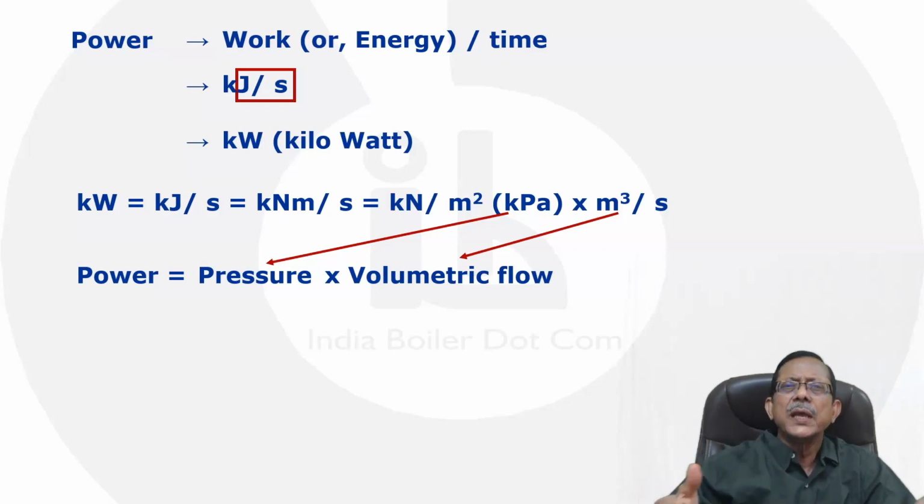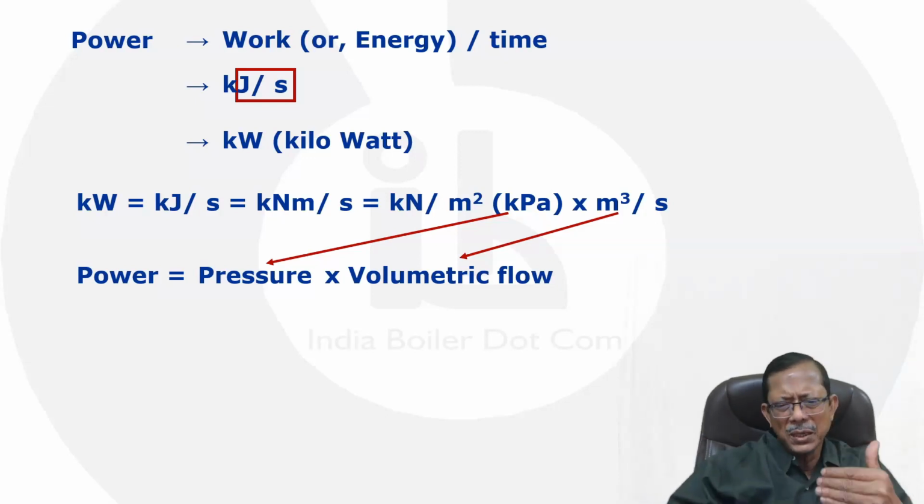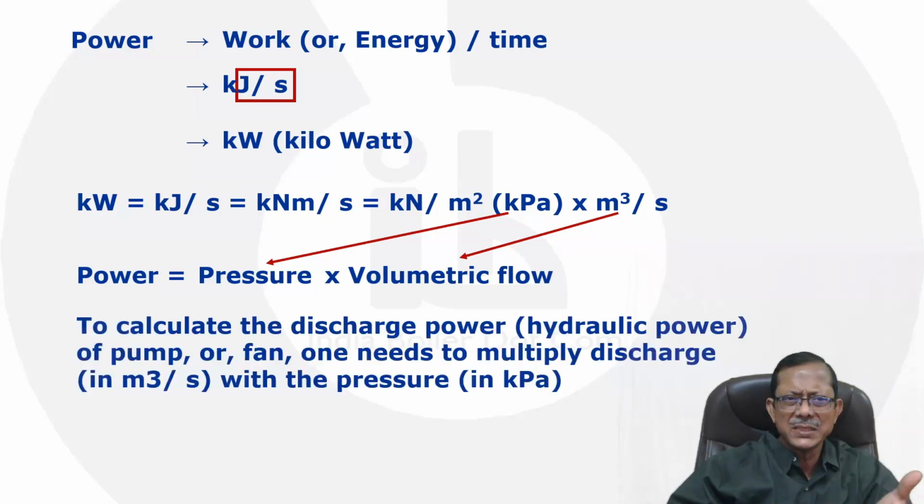Now where is it used? It is used in finding out the power of fans and pumps and BOE questions, right? So the discharge power, which is known as the hydraulic power of a pump or a fan, if you want to calculate, all you need is the discharge pressure against which it is creating the flow and the volumetric flow. But again, if I want the power in kilowatt, the pressure has to be in kilopascal and the discharge or volumetric flow should be in meter cube per second, right?